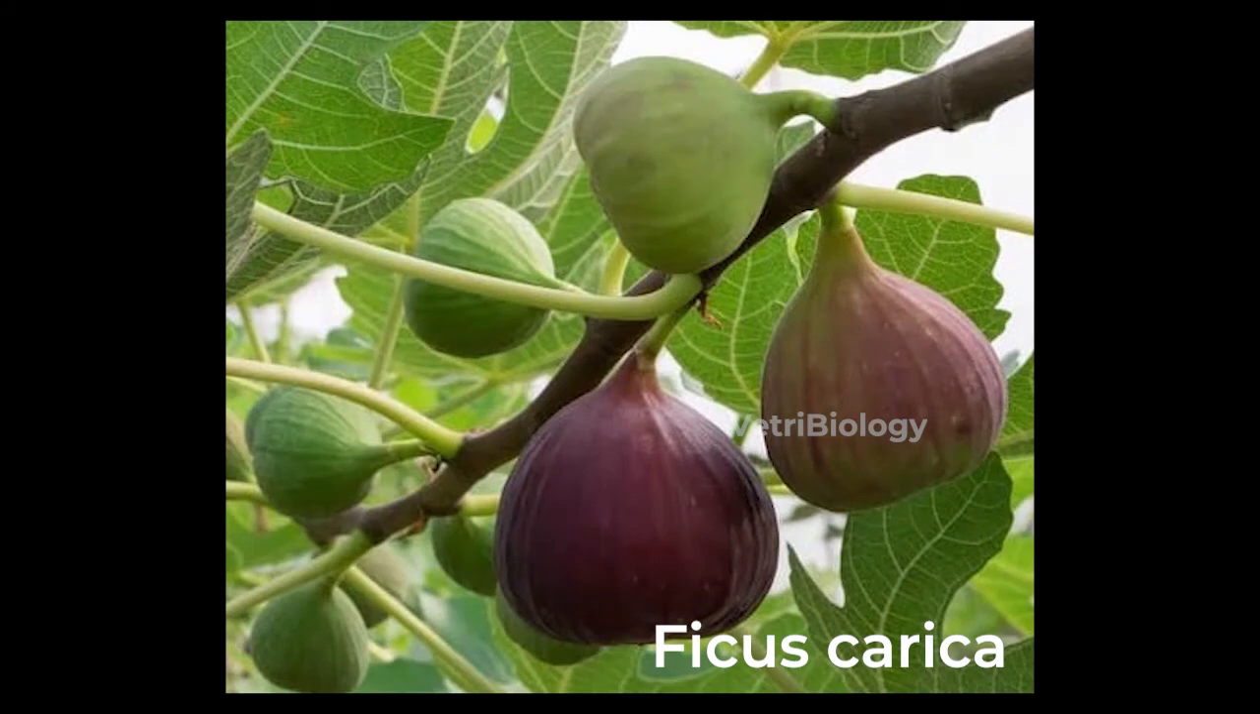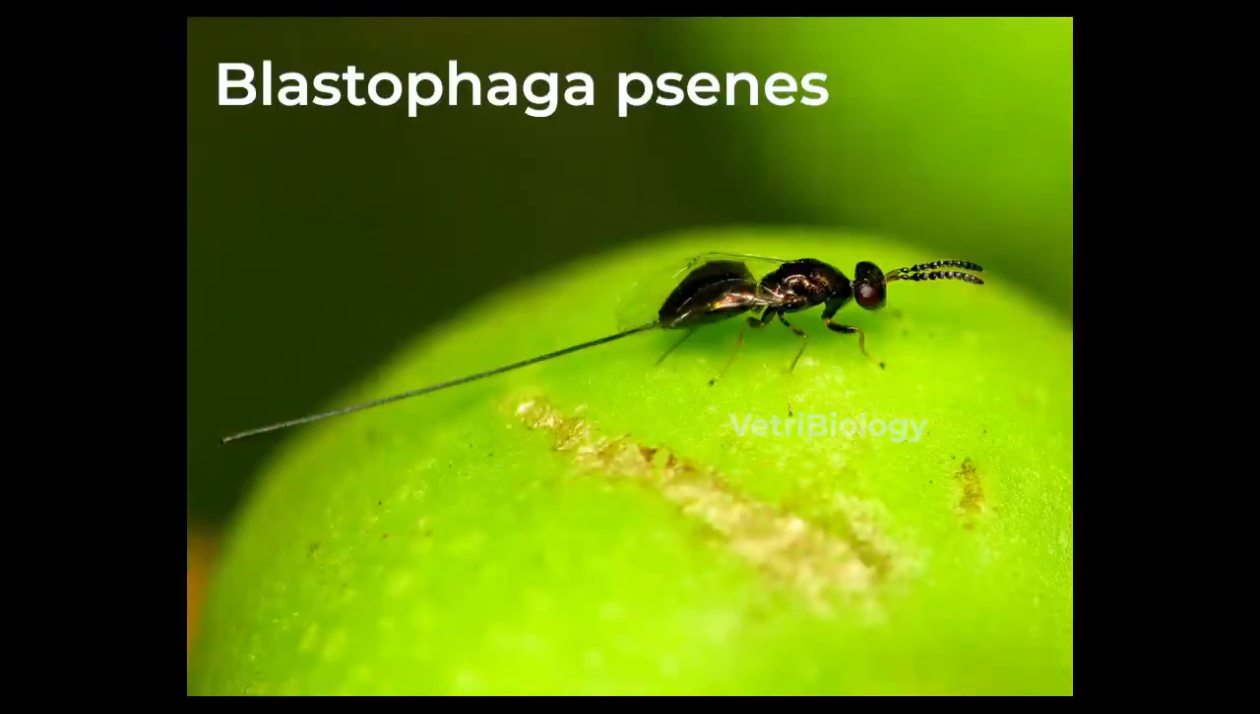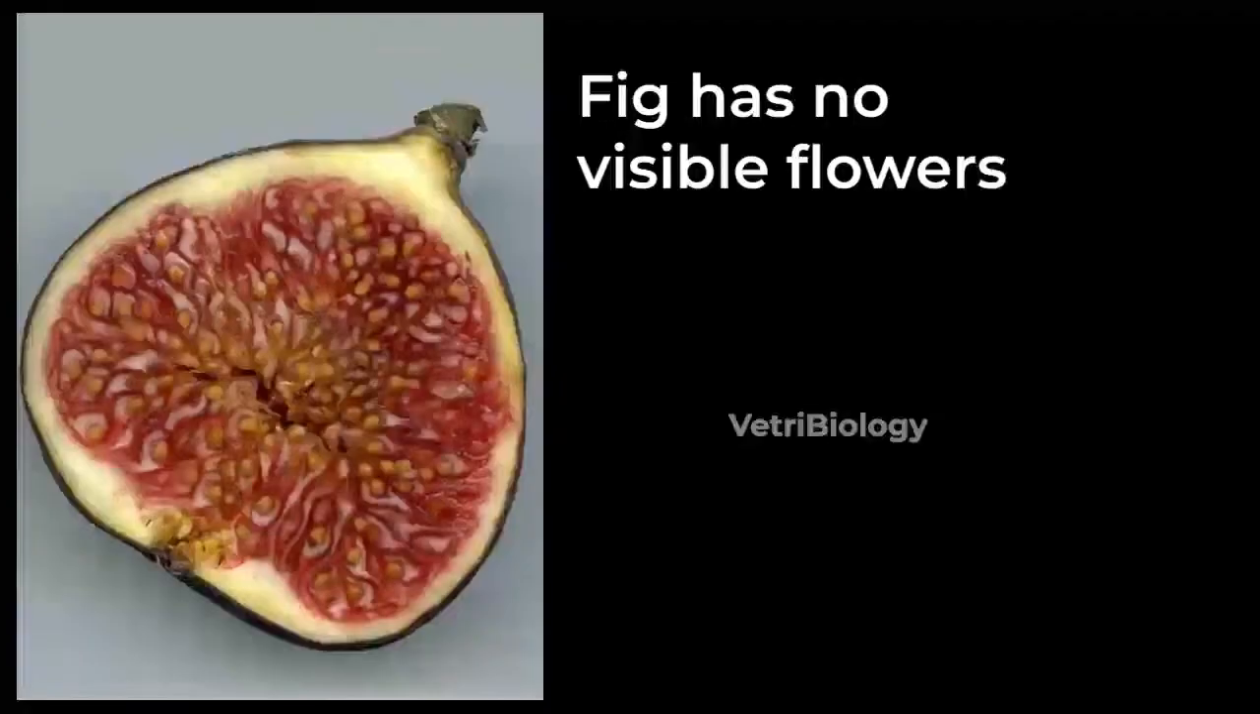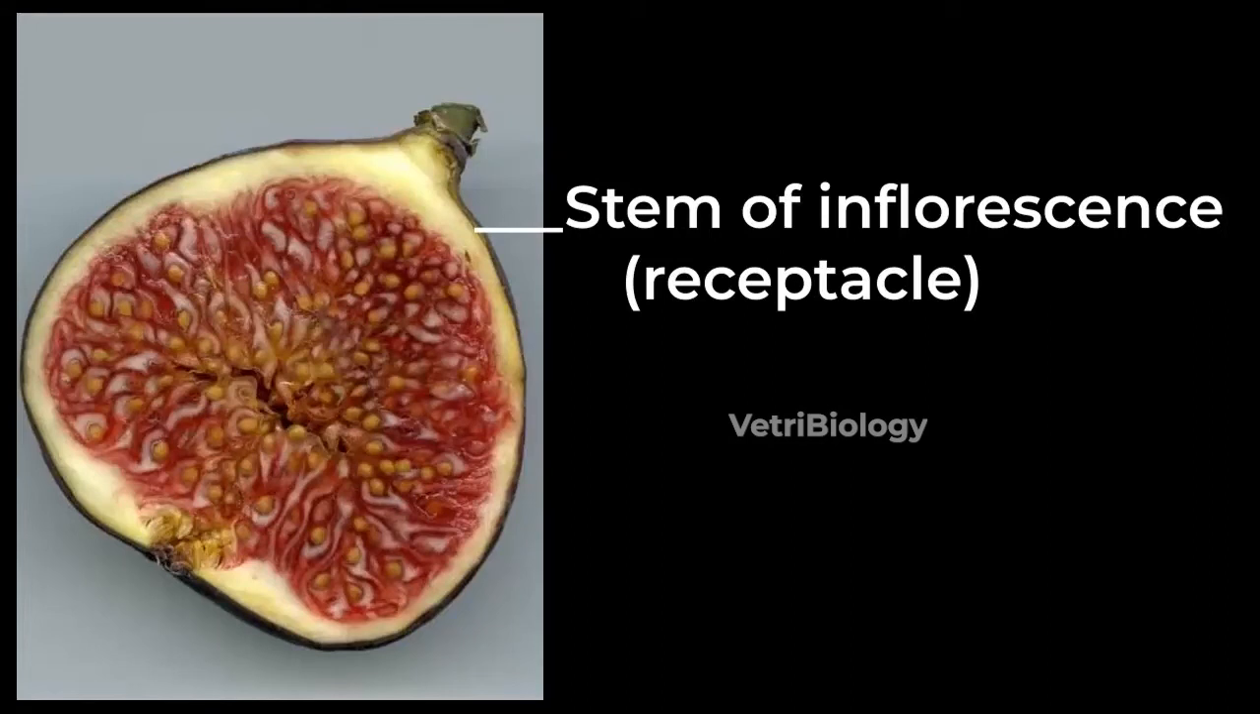There is another example for plant-insect interaction. It is seen in fig, bearing the scientific name Ficus carica. In Tamil, it is called Athipalam. It is pollinated by the wasp bearing the scientific name Blastophaga psenes. Now, let us see the structure of fig. Fig trees have no visible flowers. A fig is actually the stem of an inflorescence, which is fleshy and surrounds the tiny flowers inside.